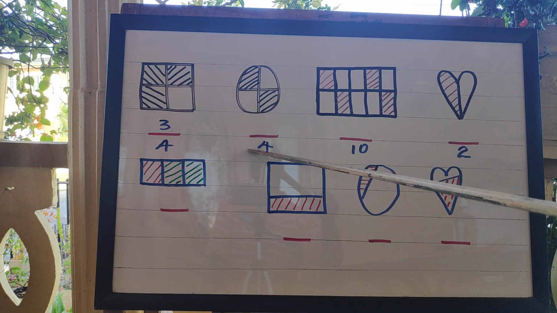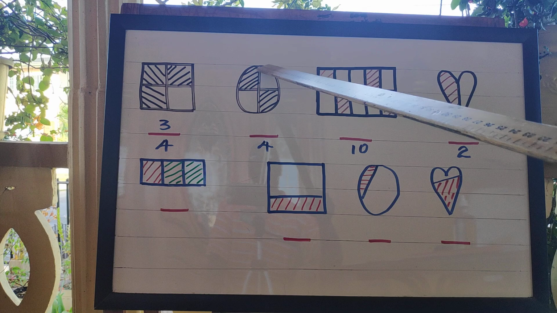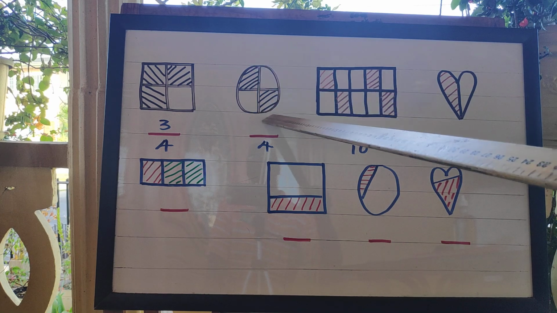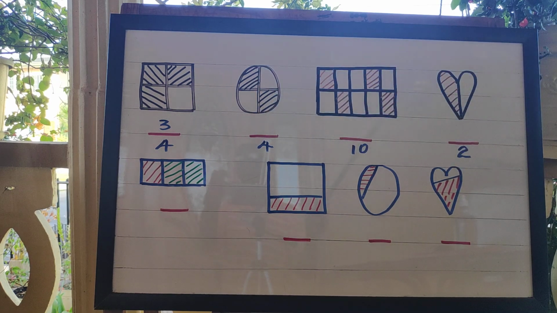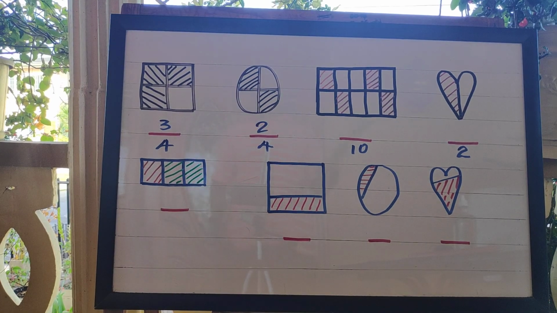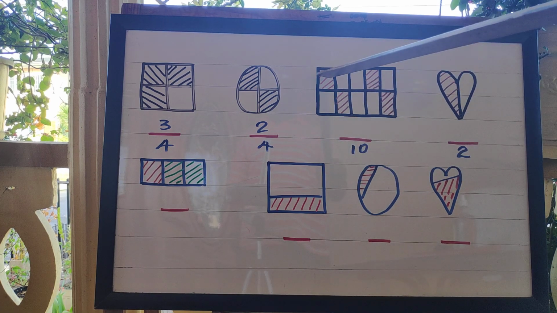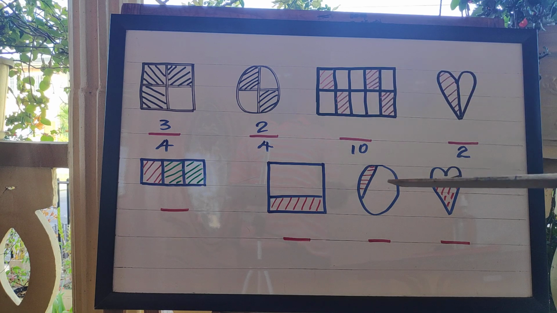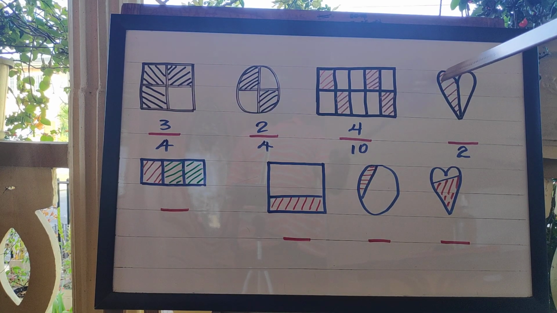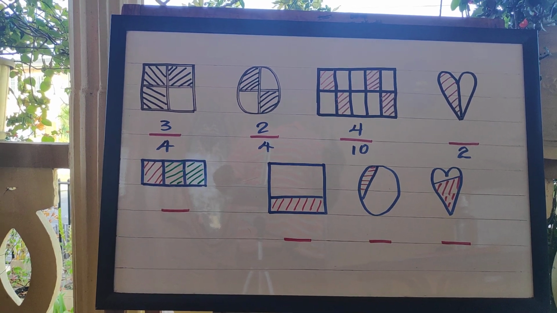It's divided into 4 equal parts. How many parts are shaded or selected? 1, 2. So we're going to have 2 over 4. Let's look at the next one. We have 10 equal parts, so 10 is the denominator. How many parts are selected? 1, 2, 3, 4. So what goes on top here? 4. Let's look at the heart. It's divided into 2 equal parts, so we have the denominator of 2. How many parts are selected? 1 part.